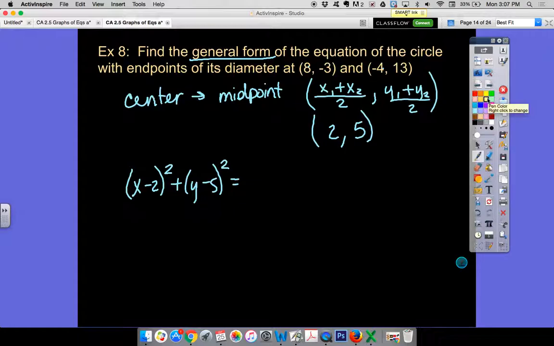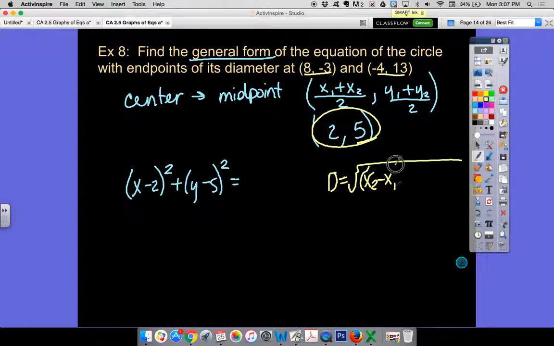To get your radius, if you'll think about what's going on, you've got the endpoints of the diameter, now you've got the center. The radius is the distance from the center to any point on the circle. So I need to use my center and one of these two points and find the distance. It doesn't matter which point, so I'm just going to use the first one. And remember distance formula, subtract your x's, square, and then the square of the difference of your y's.